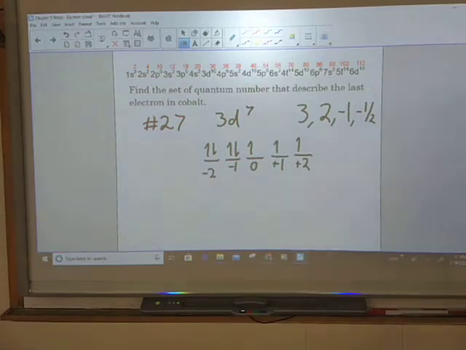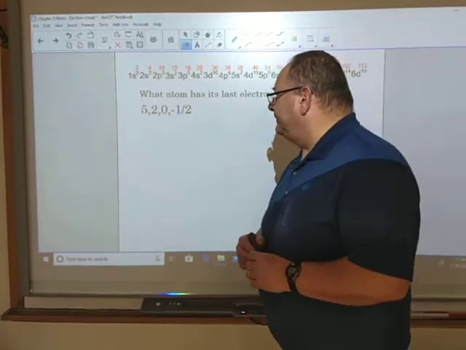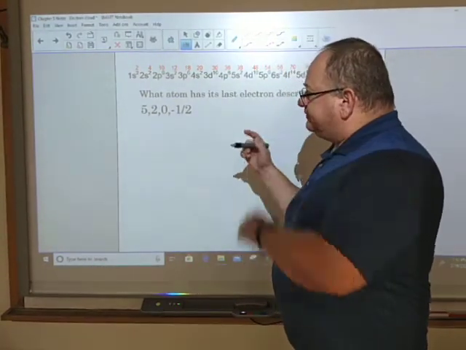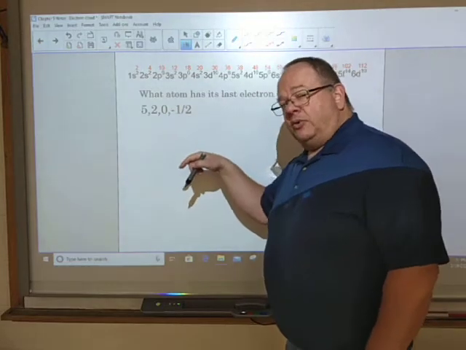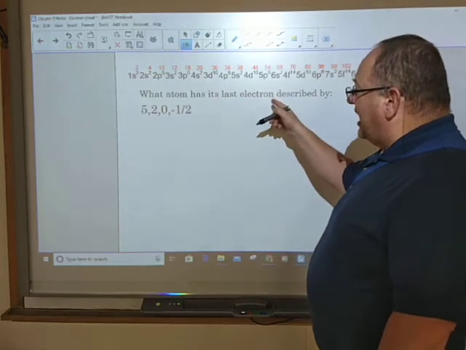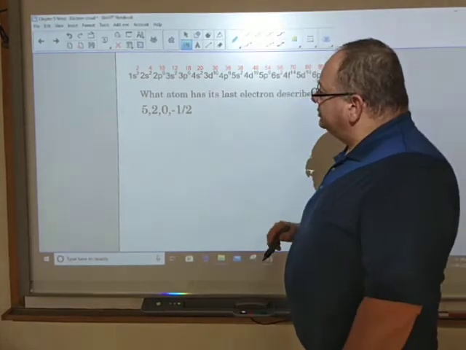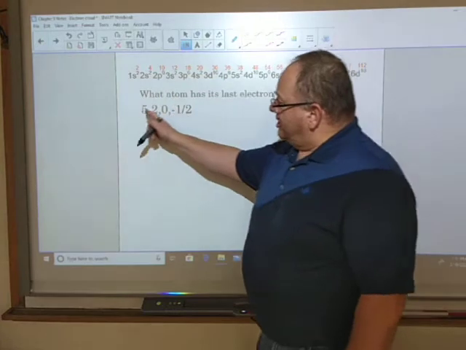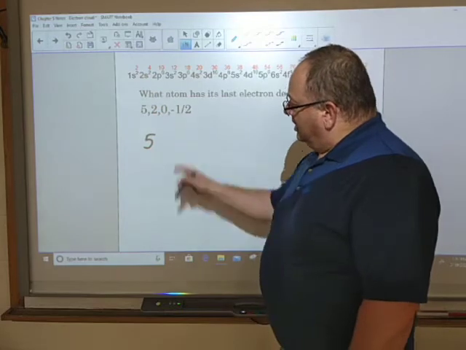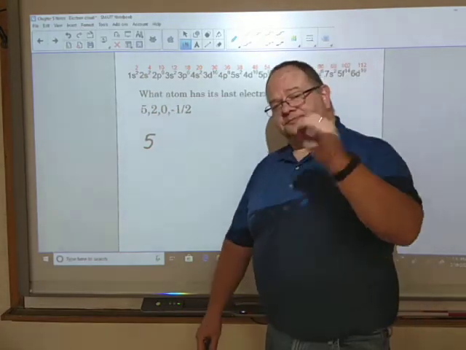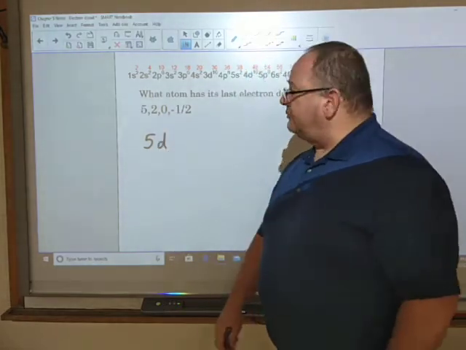Now, I want to do, this is the example that got cut off this morning. What if we have a set of quantum numbers and we want to work backwards? In this case, it's asking us what atom has its last electron described by 5, 2, 0, -1/2. So let's try to work backwards. That first quantum number indicates the energy level, 5th energy level. The second quantum number indicates the sublevel, SPD. So it's in a D sublevel.